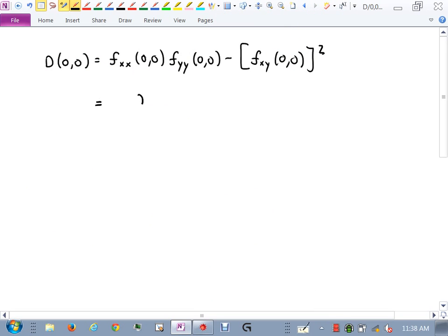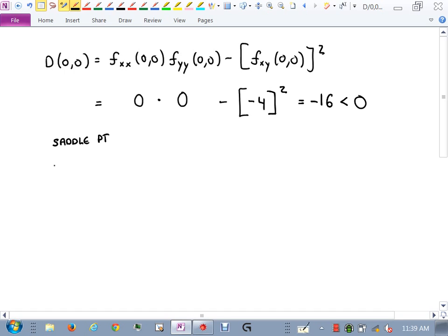I know that this is 0 times 0 minus... now I do need to make sure that this is not 0. Because if it's 0, I get 0 and the test is inconclusive, isn't it? But what's fxy? It's negative 4. But then I'm going to square it, right? So when I square negative 4, I get 16, and I'm subtracting 16 from 0, so I get negative 16, don't I? And that is less than 0.